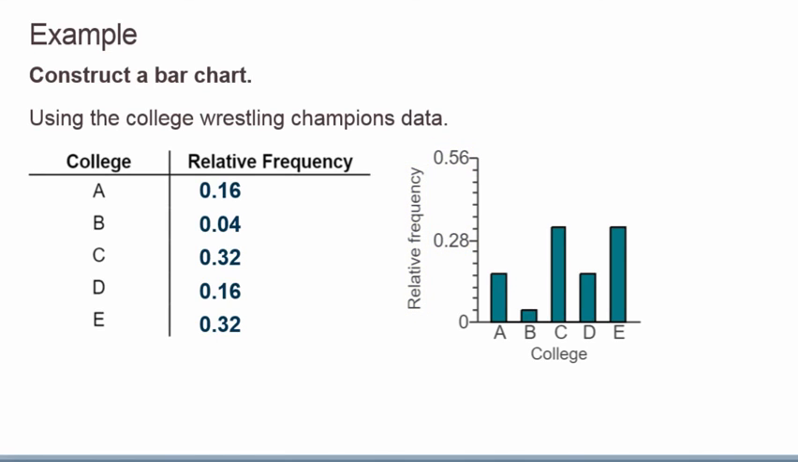Then we draw our bars. The height of bar A is at 0.16. The height of bar B is at 0.04. The height of bar C is at 0.32. The height of bar D is at 0.16. And the height of bar E is at 0.32.